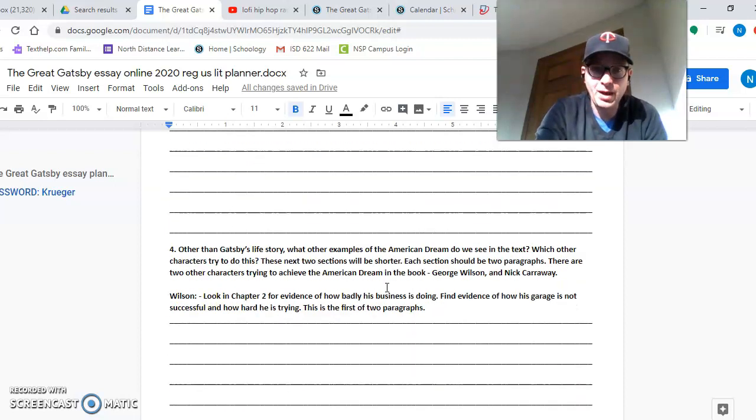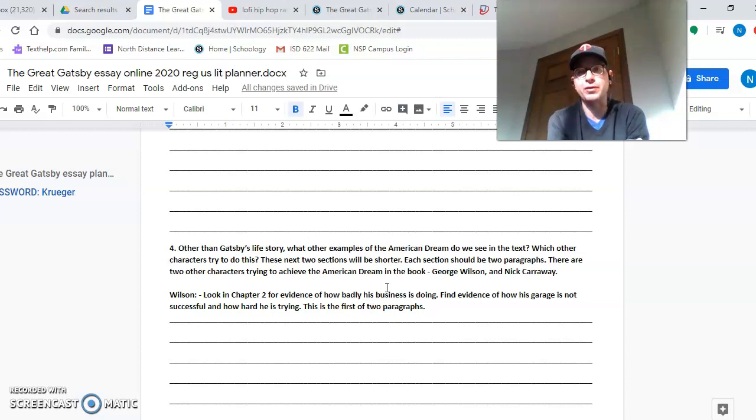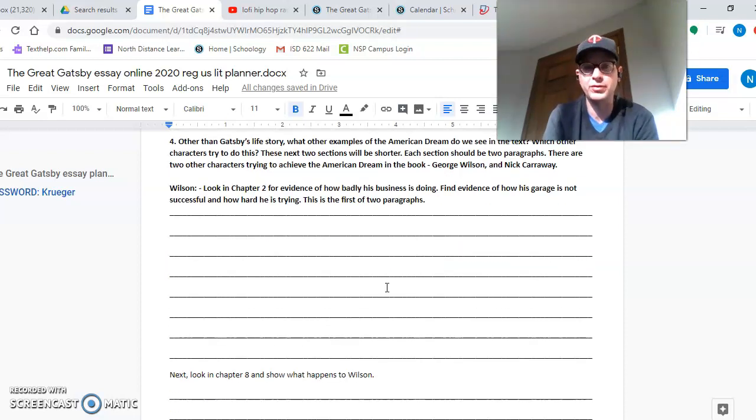Now, going on, you're also going to show a couple other characters after you've shown Gatsby's life. These other two characters are going to be pretty small. I'd say probably 2 paragraphs each. So we've got George Wilson, and he's the owner of the garage.